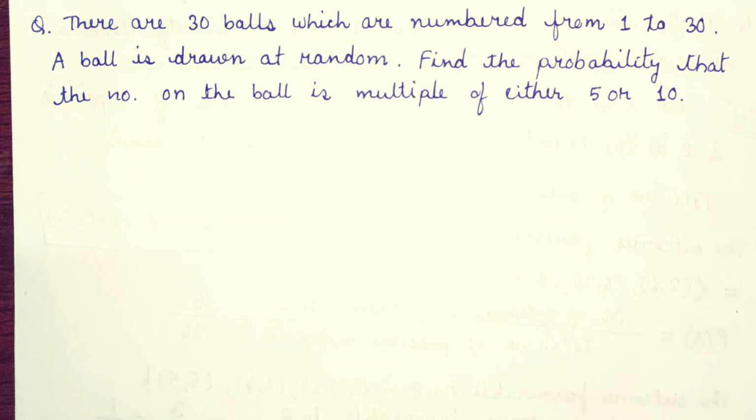Next question is: given that there are 30 balls which are numbered from 1 to 30, a ball is drawn at random. Find the probability that the number on the ball is a multiple of either 5 or 10.